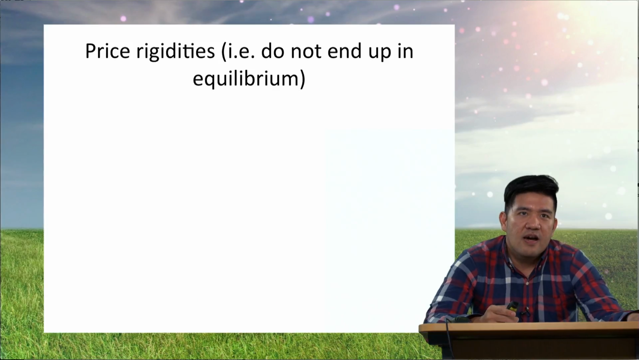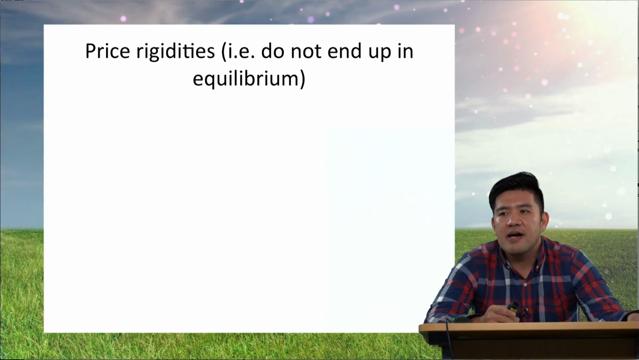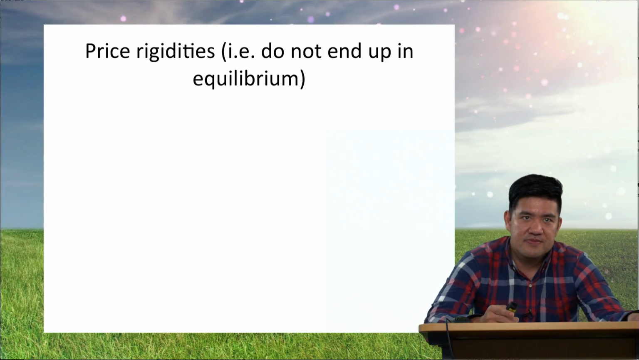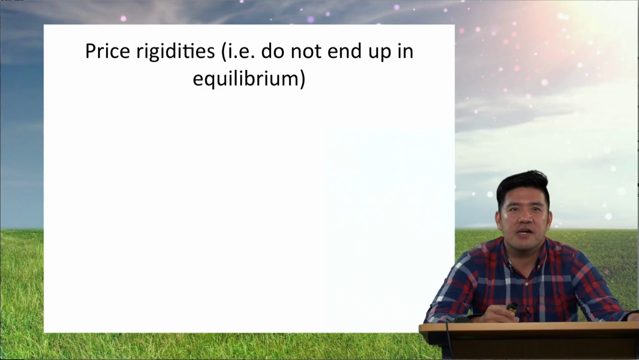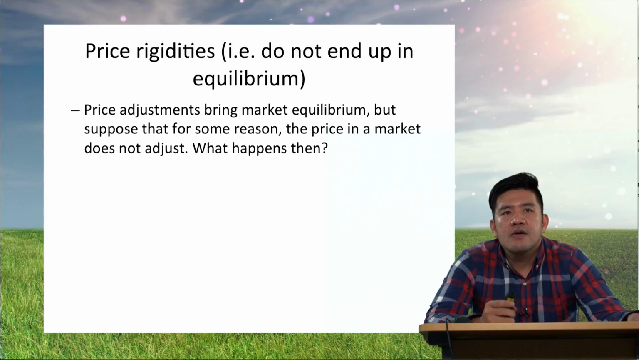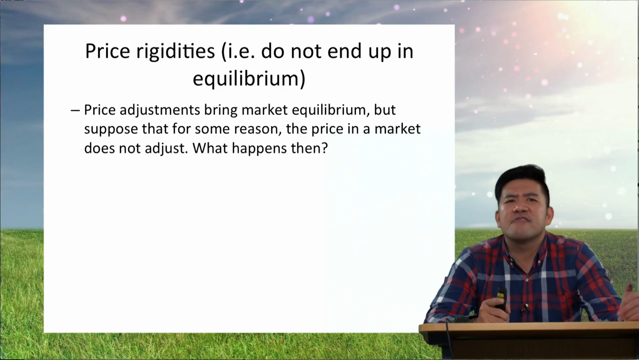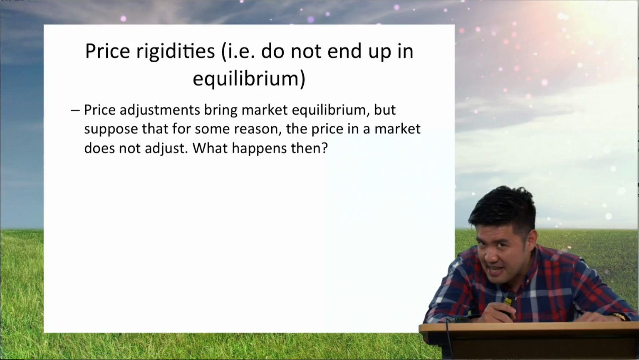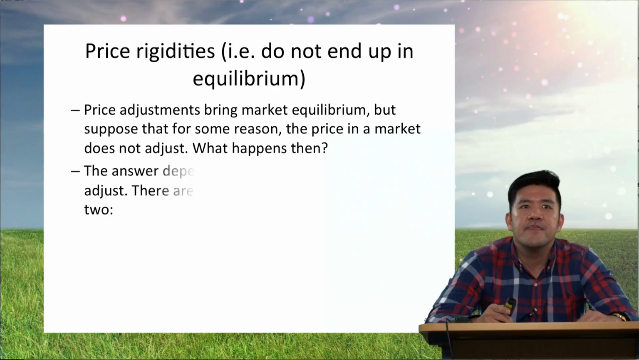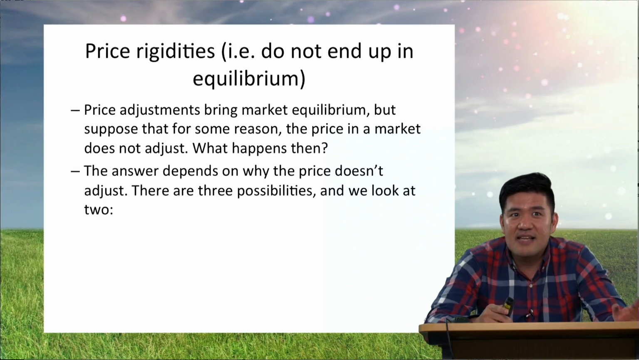Okay, last part of our session this week. Price rigidities. That is to say, markets that do not end up in equilibrium. Price adjustment brings market equilibrium. But suppose for some reason the price in a market does not adjust. What happens then? Well, the answer depends on why the price does not adjust.